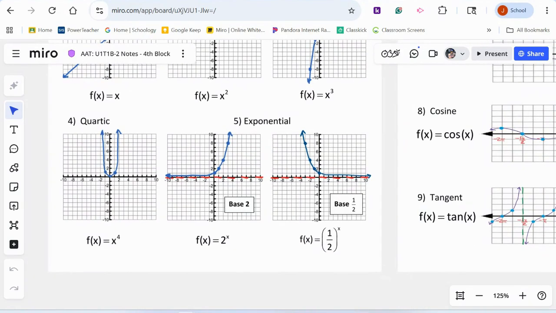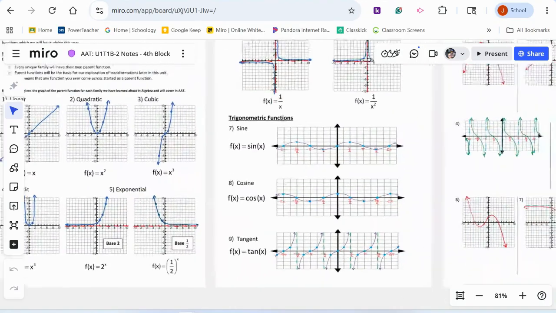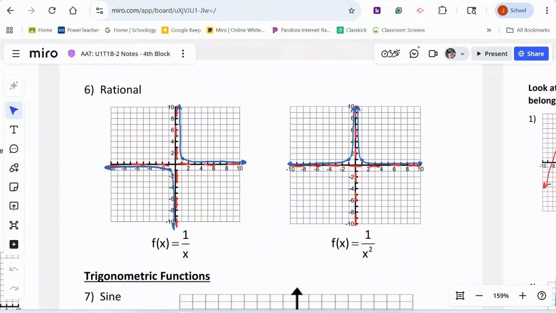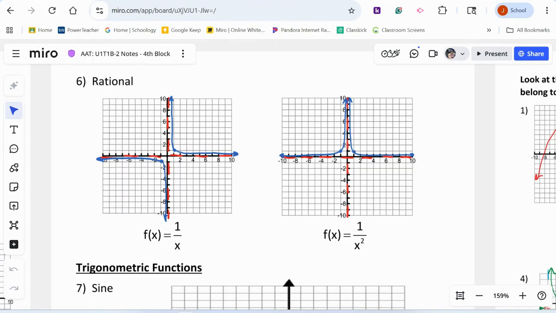Then we have our exponential family, which we'll actually be getting to next semester. But these are specific types of graphs that are very useful in life. If you've ever heard of exponential growth and exponential decay, that comes from our exponential family. Then we have our rational families. All right, rational families are where the asymptotes really get to shine. And we're going to be working with 2 specific types of rational families. The one that comes from the equation 1 over x and the one that comes from the equation 1 over x squared. That will also be split, some before first semester and some second semester, but we'll get into the more details of the equations then.